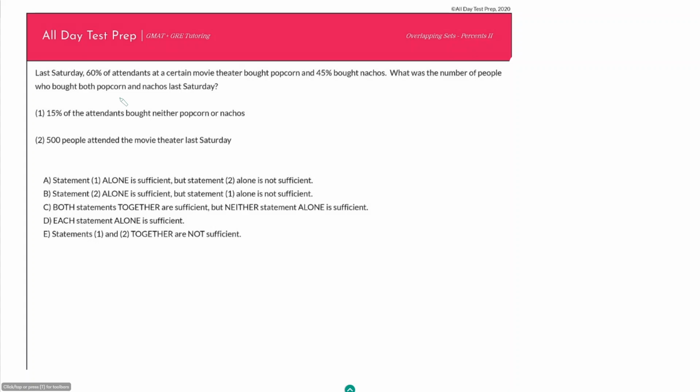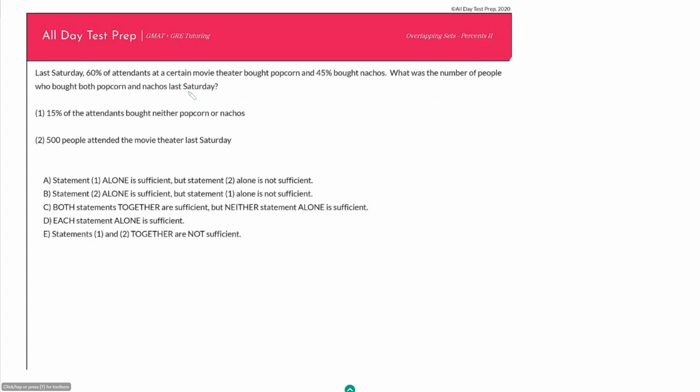Now let's do another overlapping set problem involving percents, but this time let's do one that uses both percentages as well as discrete values. Last Saturday, 60% of attendants at a certain movie theater bought popcorn and 45% bought nachos. What was the number of people who bought both popcorn and nachos last Saturday?